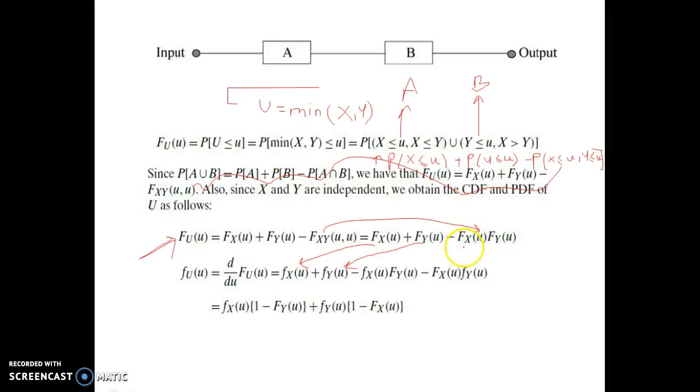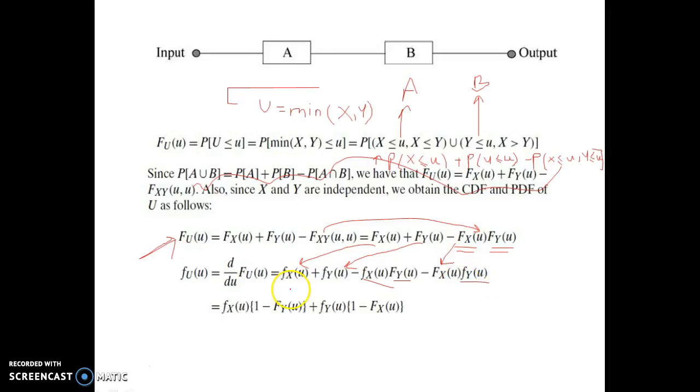And both these terms, since they are differentiable by u, we have to carry out the UV rule of differentiation. So first we keep F_Y(u) constant and differentiate F_X(u). So we get the PDF of X at u multiplied by the CDF of Y evaluated at u. Next we keep the CDF of X evaluated at u constant and differentiate the CDF of Y evaluated at u. So we get F_X(u) for the CDF into the PDF of Y evaluated at u.